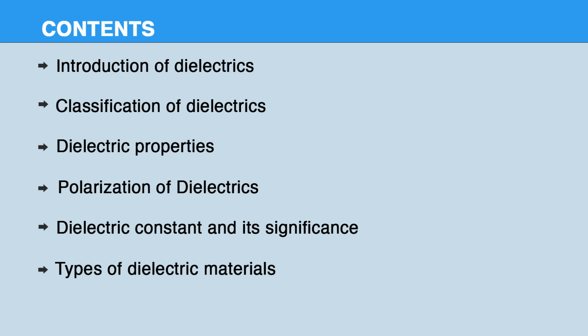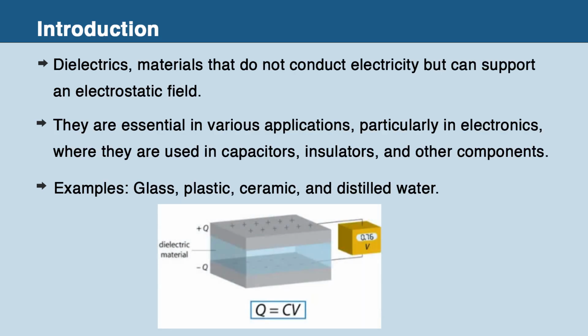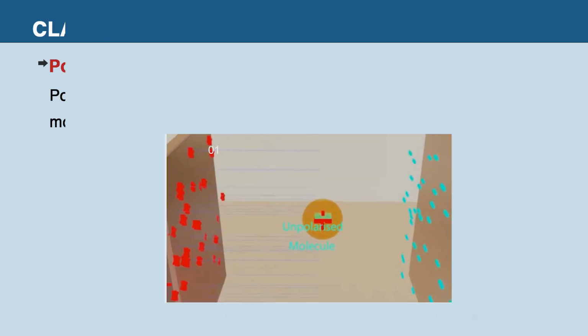We will also look at the types of dielectric materials. We will explore some examples such as ceramic, glass, polymers and discuss their applications. Then we will discuss dielectric breakdown. We will understand the conditions under which a dielectric fails. First of all, dielectrics are materials that do not conduct electricity, but can support an electrostatic field. This means they can store and separate electrical charges.